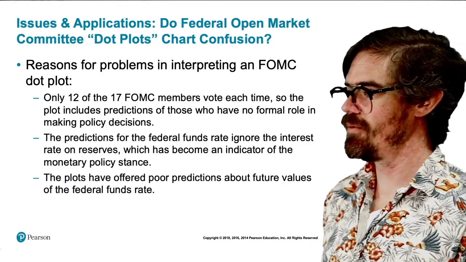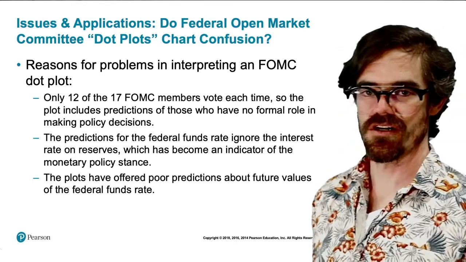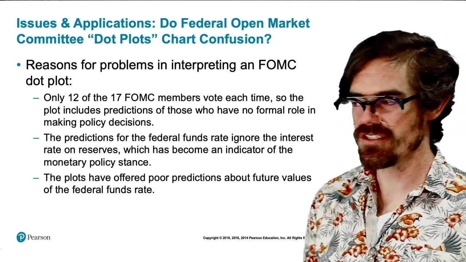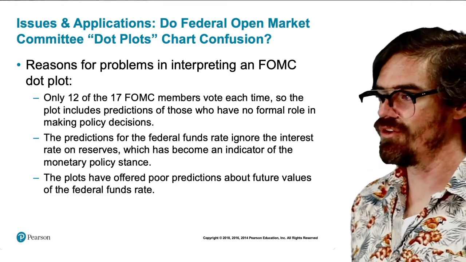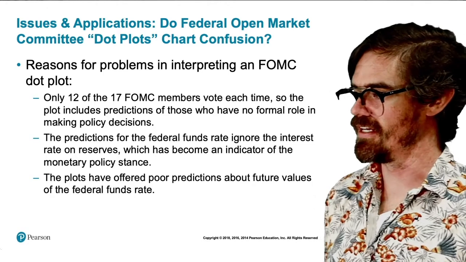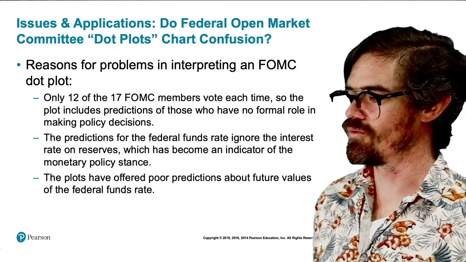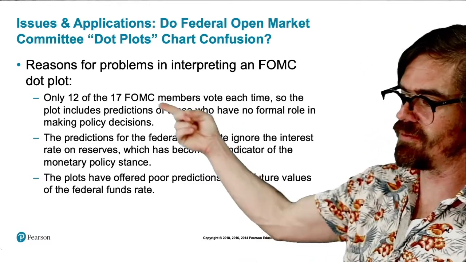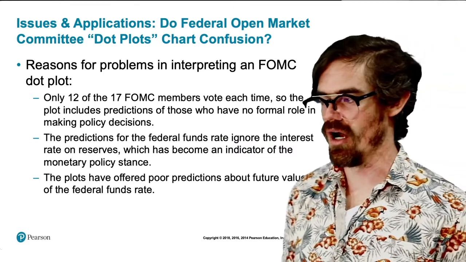Do Federal Open Market Committee dot plots cause confusion? Okay, so we talked about this at the start of the chapter. There are some reasons for the problems in interpreting an FOMC dot plot. Only 12 of the 17 members vote every time they get together, so the plot includes predictions of those who have no formal role in making policy decisions, because it includes all 17 members, not just the 12 members that make a vote. So that's part of the problem.